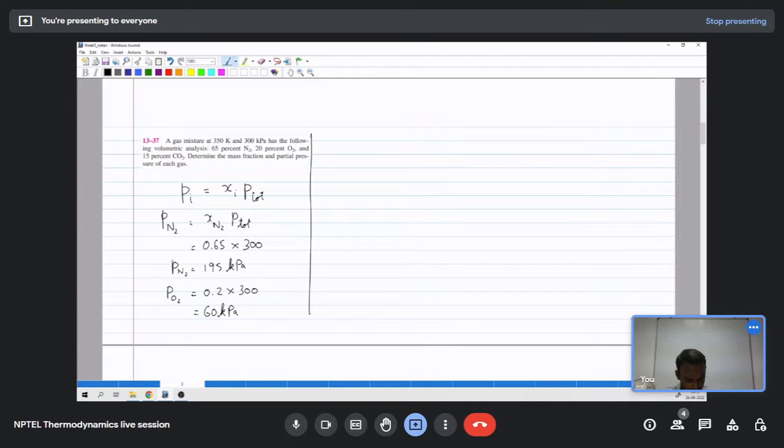And partial pressure of carbon dioxide is 0.15 into 300, which is 45 kilopascal.